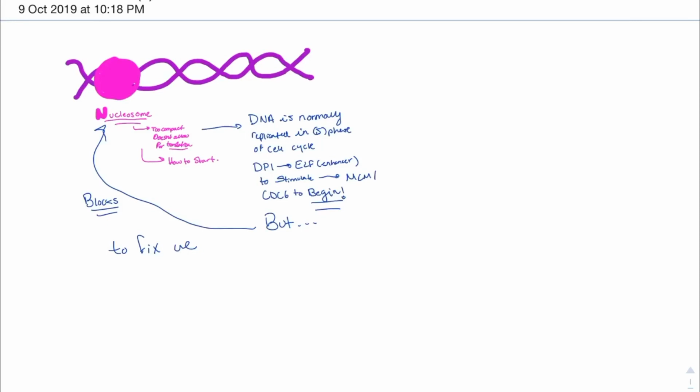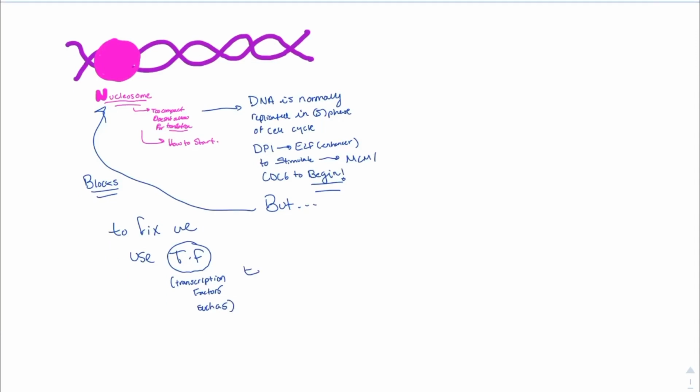So how do we fix this? We incorporate transcription factors, and there are many types of transcription factors. Most of them come from different types of processes, such as the G protein coupled receptor complexes or the tyrosine receptor complexes that recruit these types of transcription factors. But for now, we're going to stick to E2F.